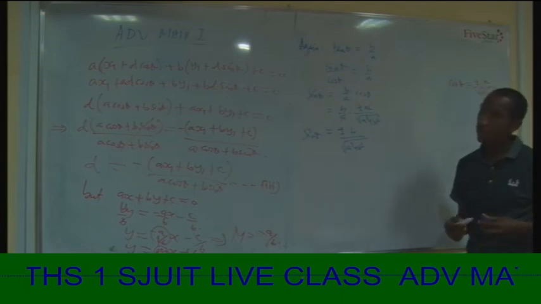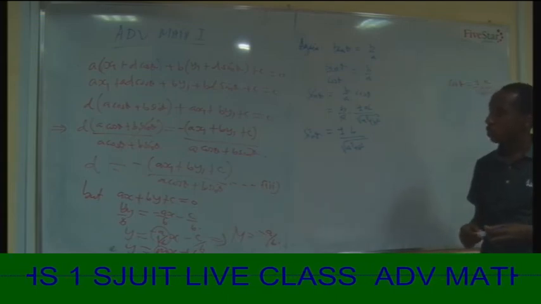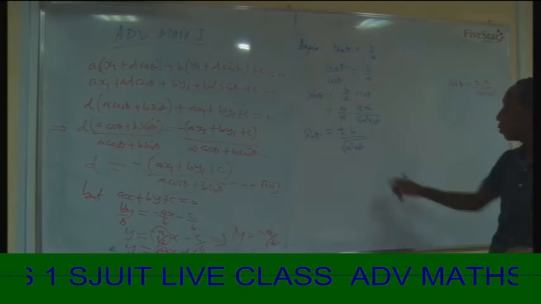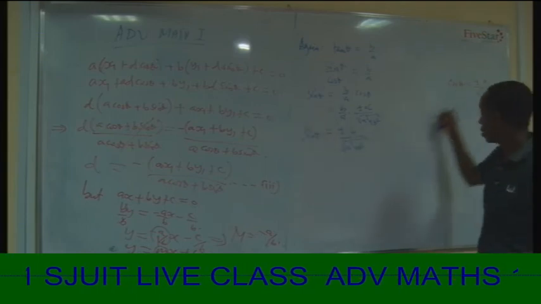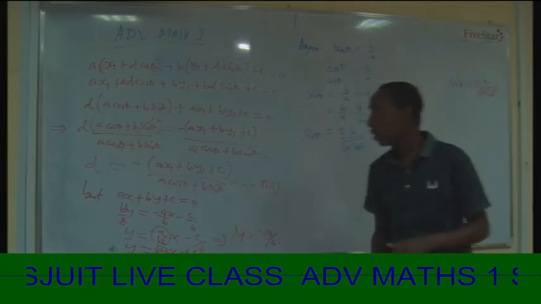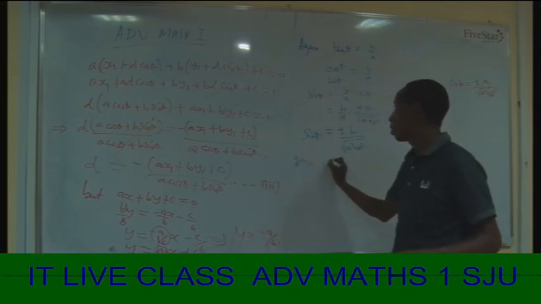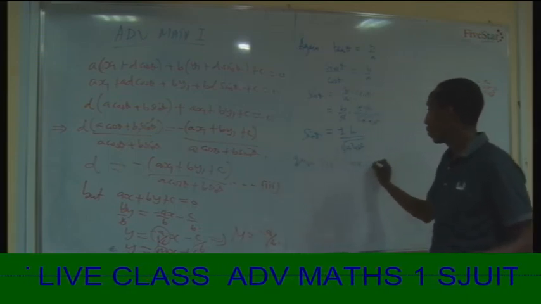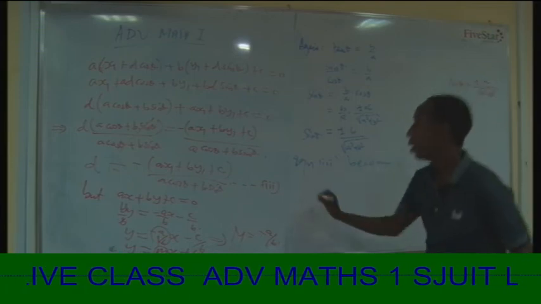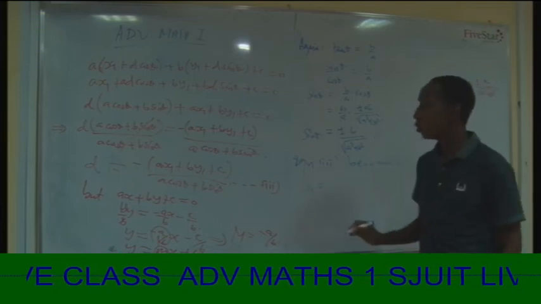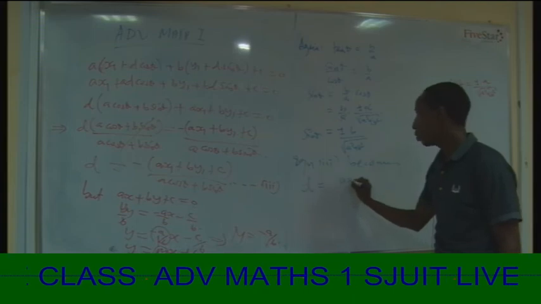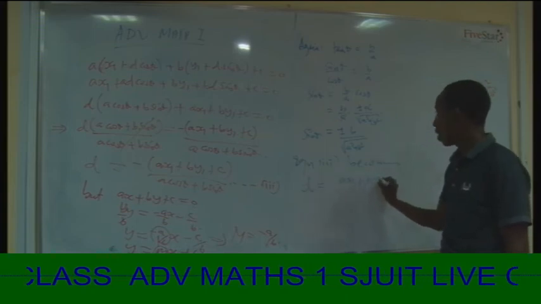Now we have all that we need in our equation. We just make the substitution for the expressions of sine theta and cos theta in equation number 3. Equation 3 now becomes distance D equals ax1 plus by1 plus c.